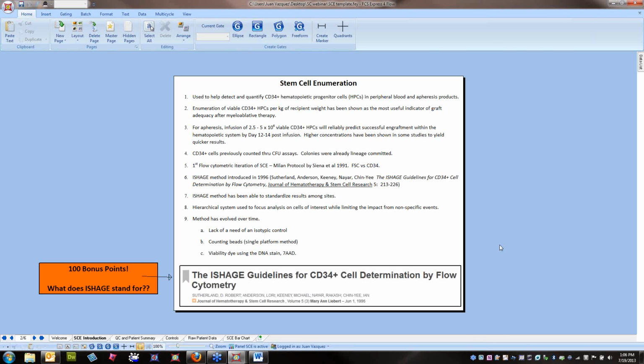And then also it gave you the ability to use a viability dye such as the DNA stain 7AAD. 7AAD seems to be the most popular, though I have seen labs that have used something like TO-PRO, where they were able to excite it off the red light. And down below is a graphic showing the Sutherland-McKinney article.